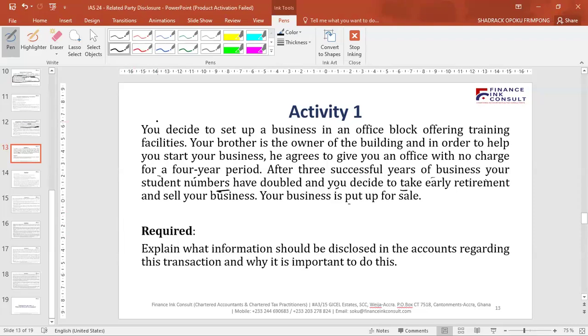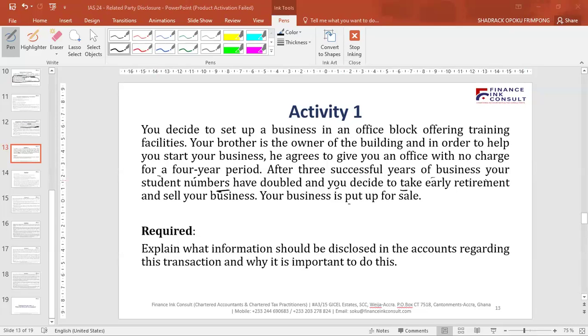What do you think should be disclosed in our financial statements? So, the information around a relationship with the owner of the building. So rent has not been paid, or rent will not be paid, for 4 years.